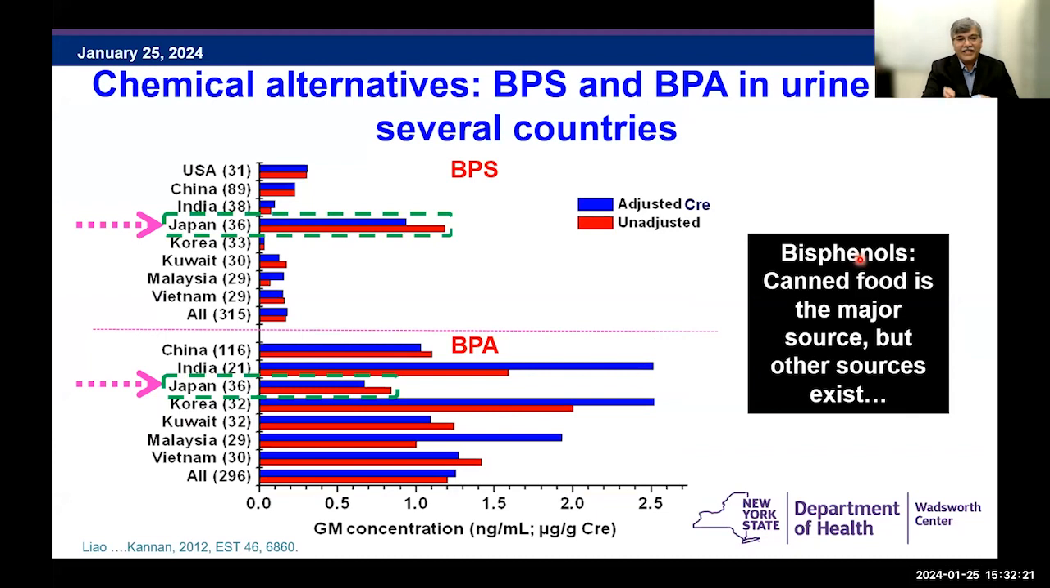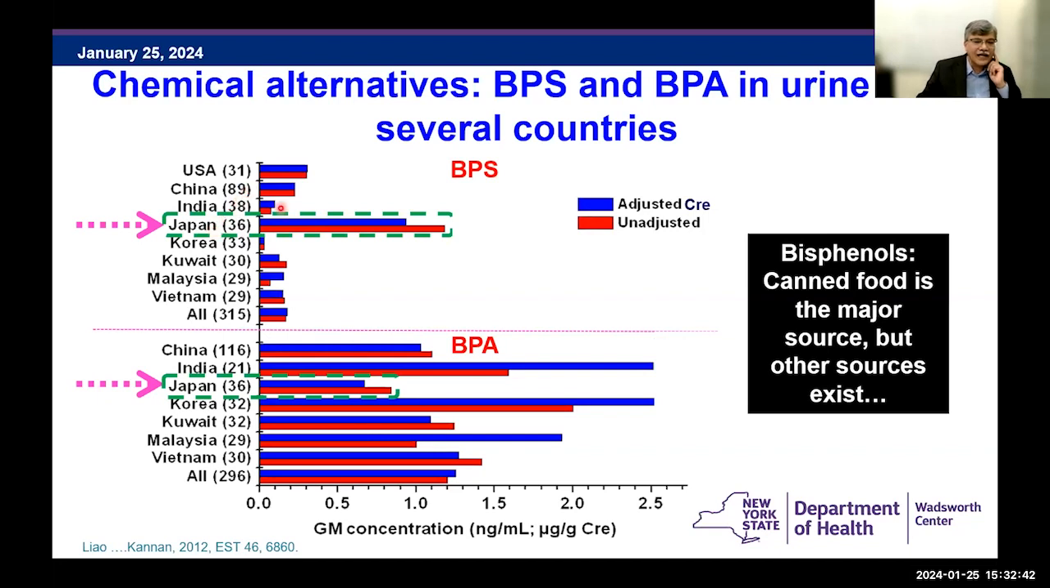So I want to give you some examples. In 2010, 11, 12, we were also interested in other things, right? Substitutes. At the time, the BPA substitutes were not known. We were the first to report BPS, BPB, BPG, BPA, all kinds of BPs, in urine samples.